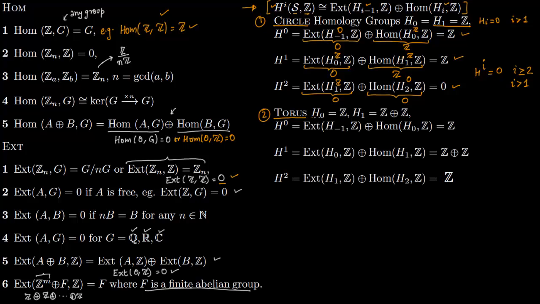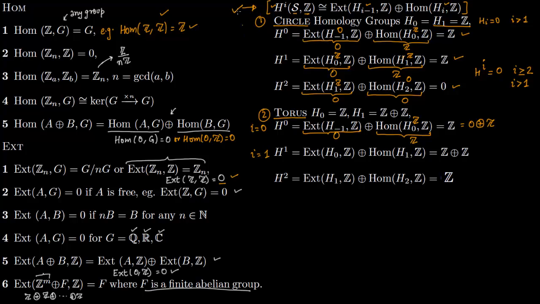So again, the homology groups of the torus, h0 is integers, h1 is this direct sum of integers. So again, I'm going to use this formula right here. Instead of i, we are going to plug in i equals 0. So h minus 1 we will take as 0. So again, Ext of 0 comma z, so this entire thing will be 0. And you have Hom of z comma z. So this h0 we will plug in z. So Hom of z comma z is z. So you get z here, you get direct sum of 0 with z, so yeah, this is the same as this one, just like in these two cases here.